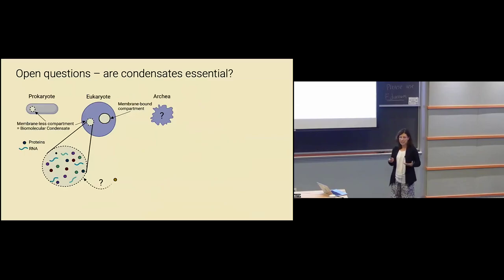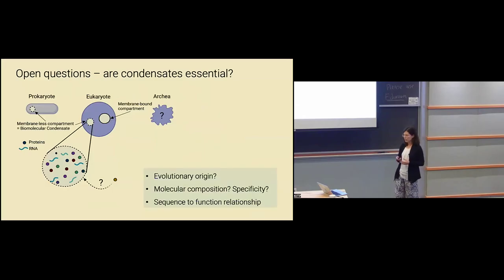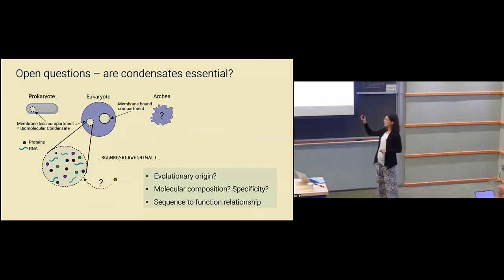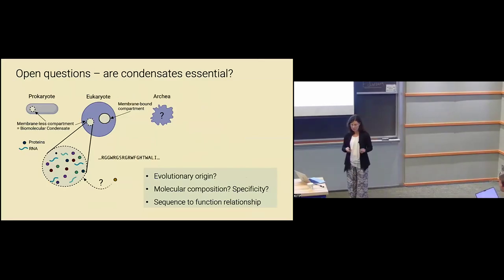Are condensates essential, or more specifically, which condensates are essential, which could also tell us about their biological function? Also, how are they distributed across the tree of life, and what is their molecular composition? How did this complexity evolve, and what about the specificity of proteins knowing which condensates they belong to? Can we just predict this all from their amino acid sequence? So this is the challenge. So where do we start?